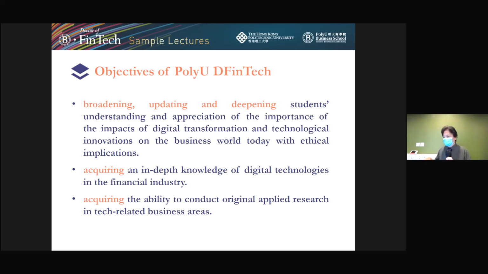The second level of our program objective is to have more in-depth knowledge of digital technology, with a focus on the financial industry. But I don't want to emphasize this too much because some may apply digital technology in other areas, which we also appreciate. One of our students was talking about tokenization of property development. It's not exactly FinTech, but essentially in-depth knowledge of digital technology applied in respective areas. And the last one, of course, is to learn how to do original research, leading to your thesis.